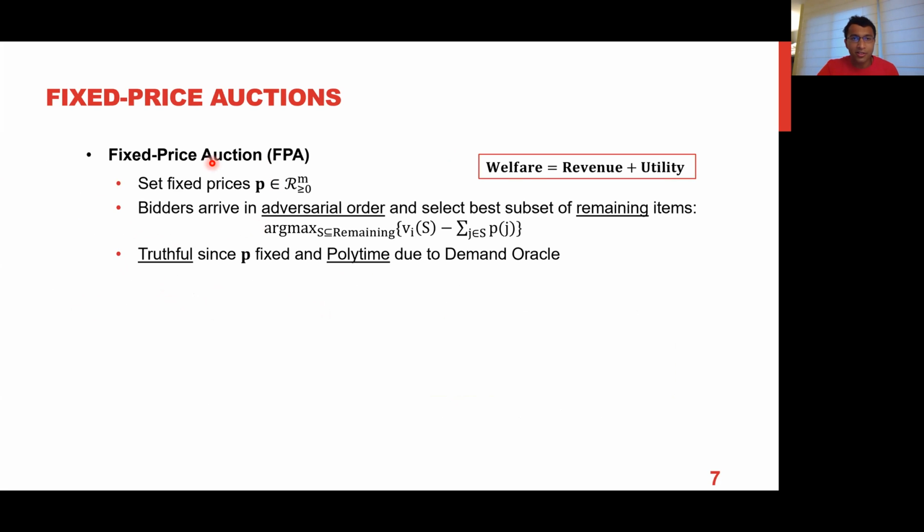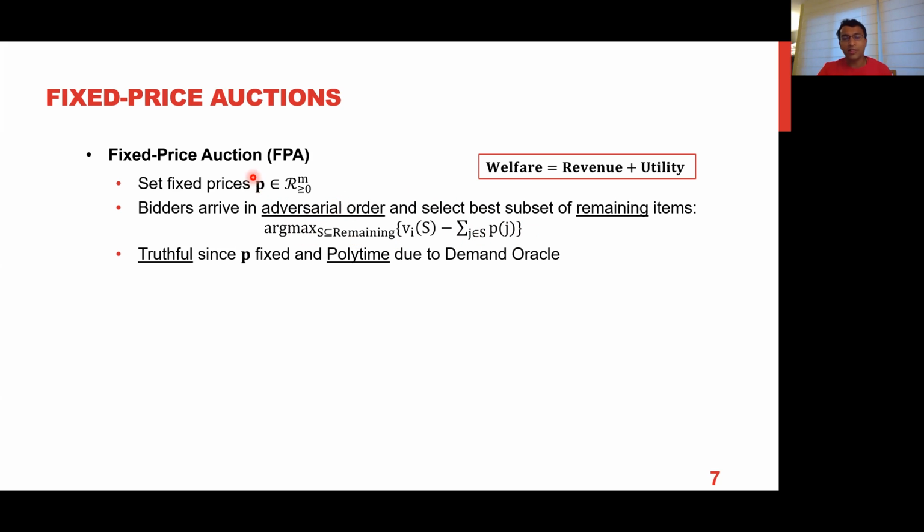So what's a fixed price auction? A fixed price auction is as follows. You set the price for each item. It's similar to going to a grocery store. Each item has a price associated with it. Whenever a bidder walks into the grocery store, they can pick any subset of the remaining items. Any of the items which are not already sold, you can buy any set of them by paying the sum of the prices. So what does the bidder do? If you walk into a grocery store, you look at any subset S of the remaining items to maximize your valuation minus the sum of the prices that you pay. This is also known as the utility of the bidder. So you're trying to just maximize this.